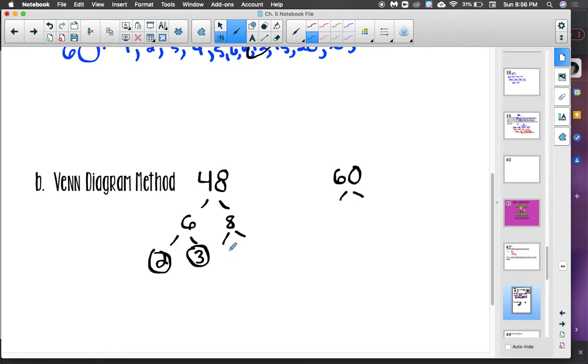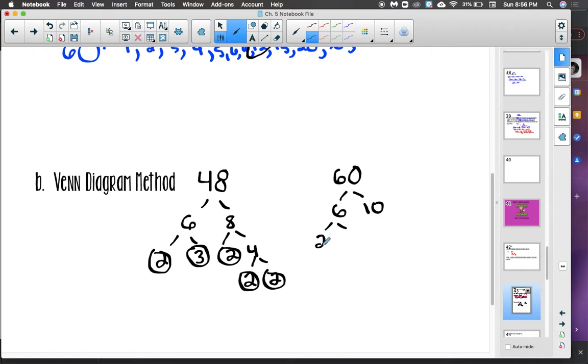8 can be written as 2 times 4. 2 is prime, so I'm going to circle it, but 4 is composite, so I can split it again and write it as 2 times 2. Okay, so I've got that down to all prime factors, so now I'm going to move to 60. For 60, I like to start, again, somewhere near the middle, so that's 6 times 10.